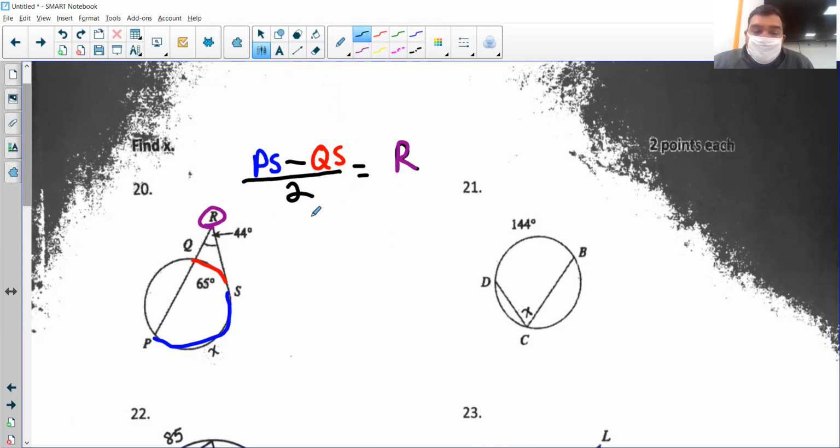Okay, so PS is the arc. You see that blue part of the edge of the circle? So that's from P to S. So that's what it means. I should put a little arc on it. I know what to do, but then when I'm staring at it, I'm just like, whoa, what do I do?